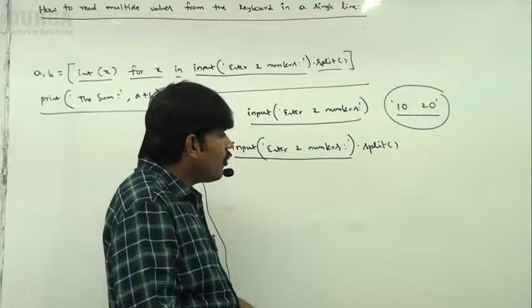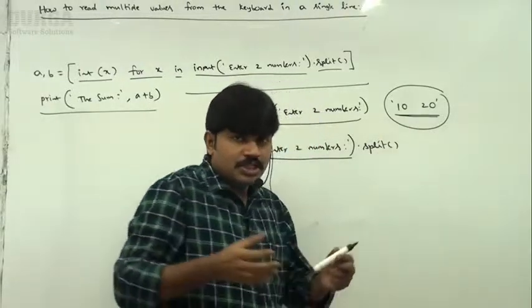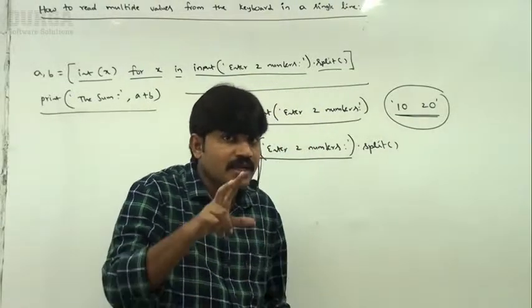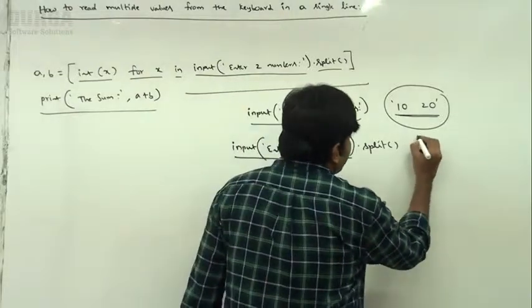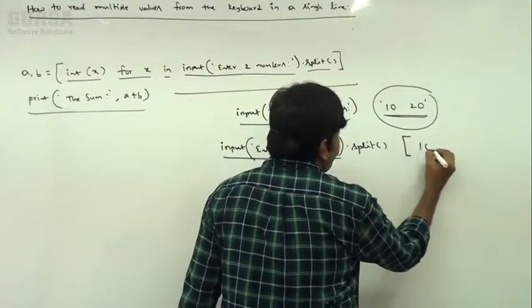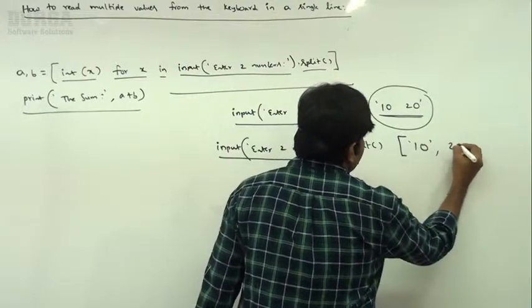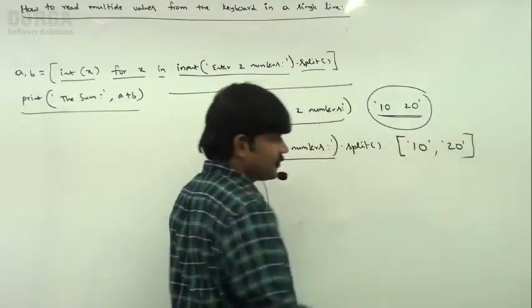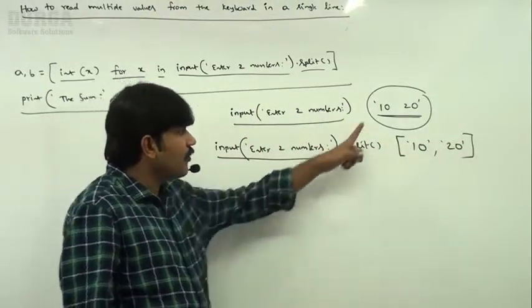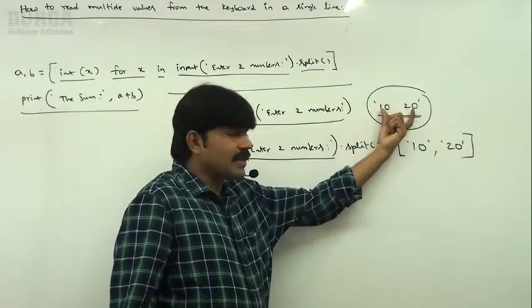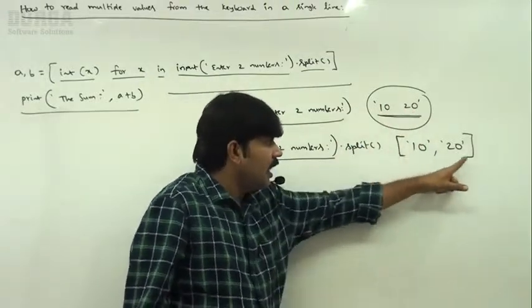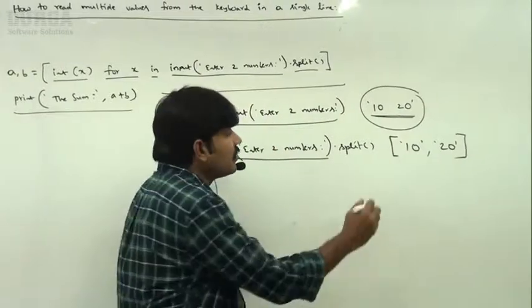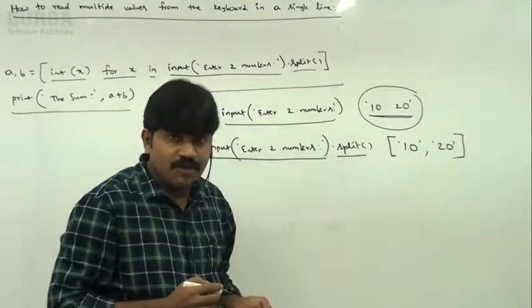Now what will happen is, this string is split into a list of two string values, right? It will return a list where the first value is 10, second value is 20. A single string is divided into two strings and placed inside a list. That is the job of the split method, right?